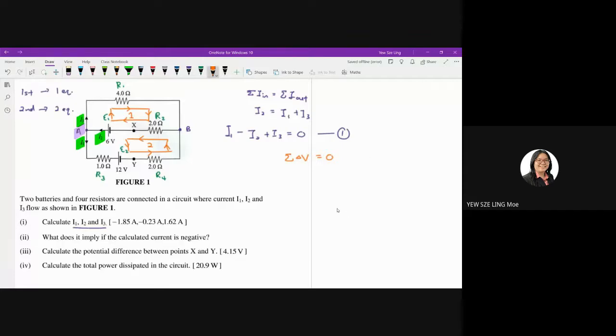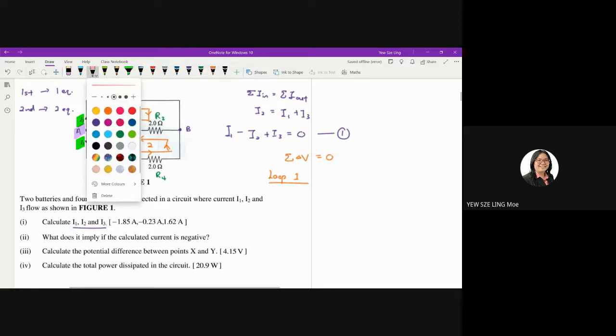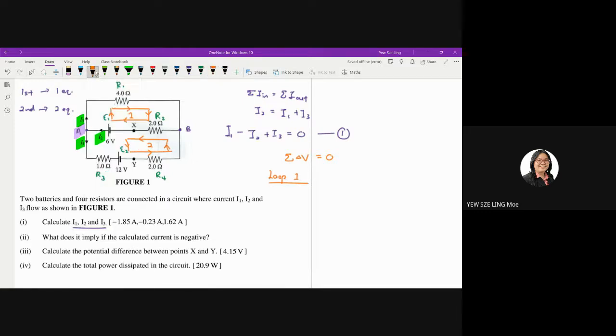So what are we going to do next? We're going to form equations according to the loop. So let's begin from loop 1. If I look at my diagram, let us start from junction A. You need to choose a point to start. Kamu perlu pilih satu titik untuk mulakan kamu punya perjalanan. Okay, your travel journey. So let us begin from A.